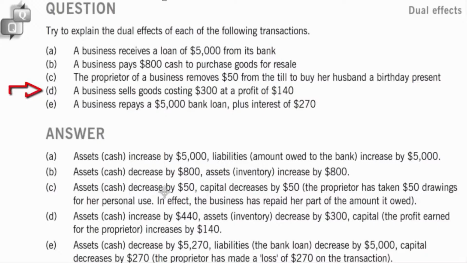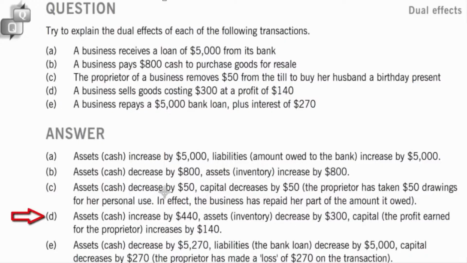Transaction D. The business sells goods costing $300 at a profit of $140. In this transaction, the business is selling goods. The cost of the goods was $300, but the business made a profit, selling them for $440. The cost of $300 plus the profit of $140. This affects three accounts: cash, inventory, and capital. Profit. Here's how each account is affected.